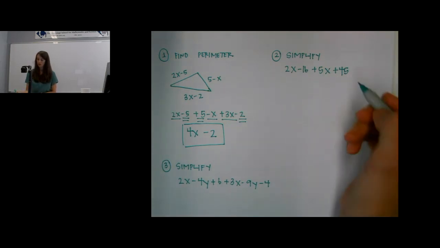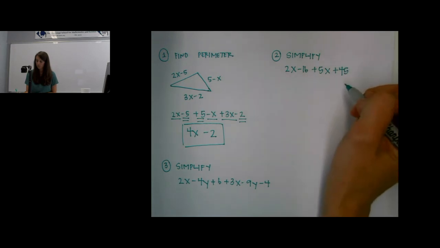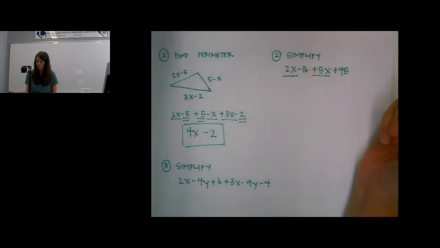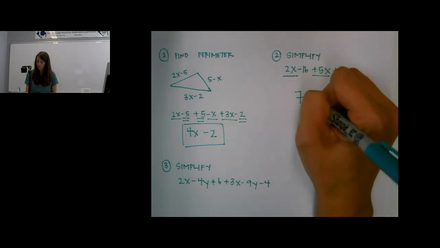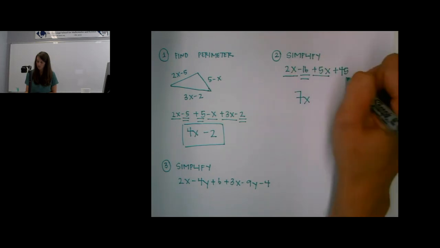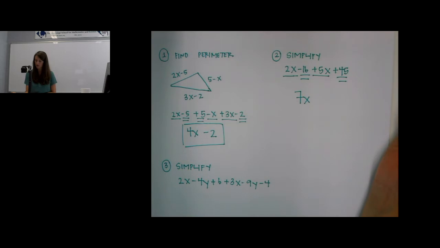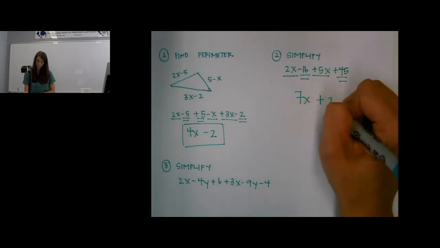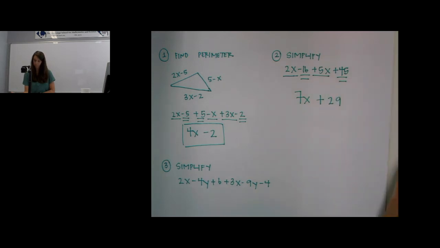Okay, all right, so what about here? We want to simplify by combining our like terms. So 2x plus 5x, that's 7x. And then I've got negative 16 plus 45. So I subtract those two things. So what is that? 29. Okay. So far so good.